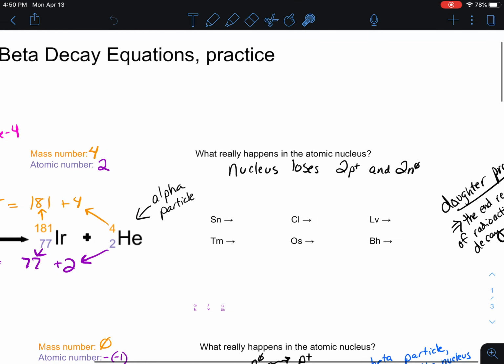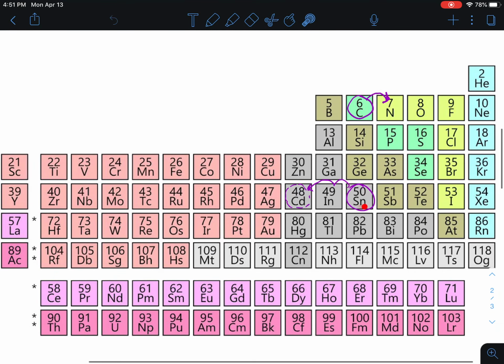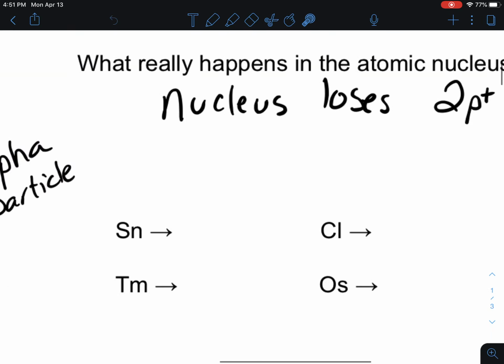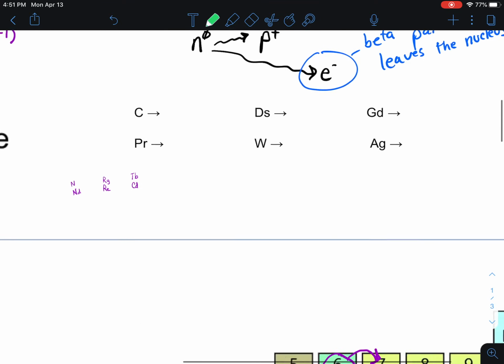Now, for practice, what I want you to do is take a look at these elements here, and then we're going to go to our periodic table and figure out what they would decay into. Sn is tin. It's going to lose 2 protons. So let's take a look at tin, which is Sn right here. It loses 2 protons. So we go from 50 to 49 to 48. So minus 2. So it becomes cadmium, which is element number 48. So then right here, I'm going to write Cd as my answer for what tin would decay into.